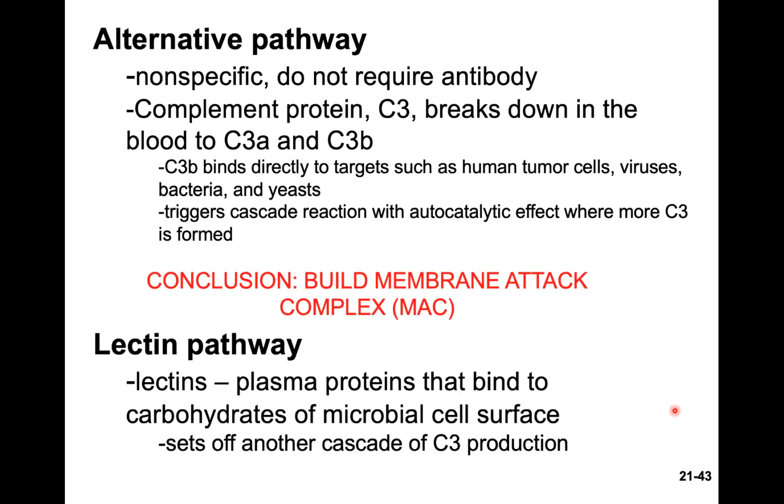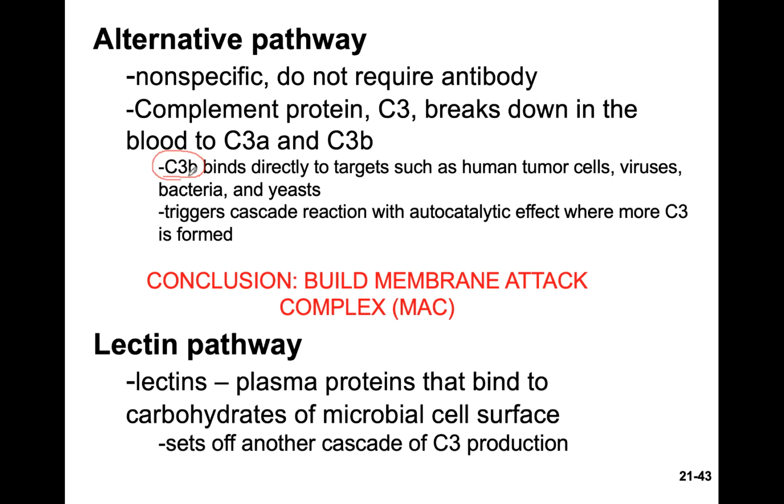The alternative pathway does not require an antibody. What you have here are these complement proteins called C3 proteins. The C3 protein will break down into the blood into C3a and C3b. So right now, all of you healthy individuals have C3a and C3b in your blood, swimming around in the plasma. If you by chance have a tumor cell, a virus, bacteria, or yeast that get into the blood, the C3b protein binds to it.